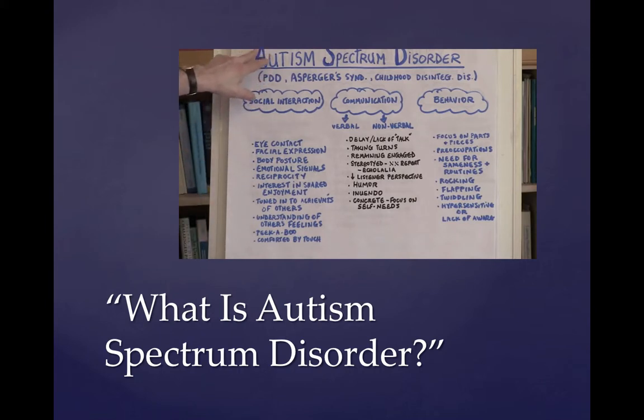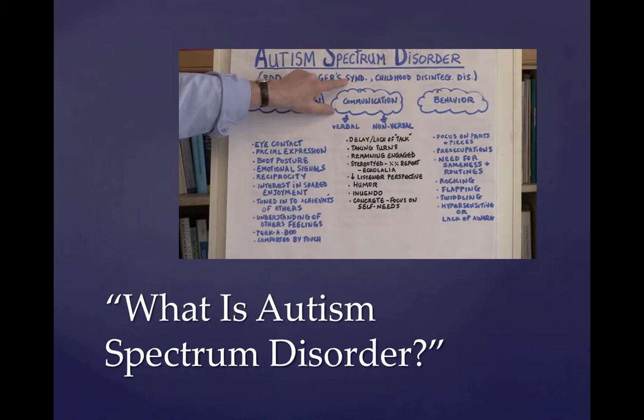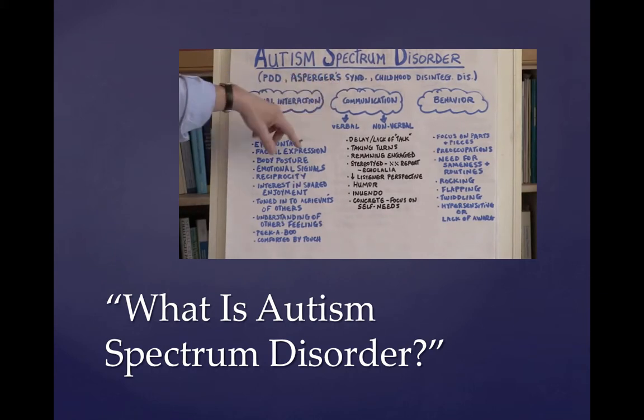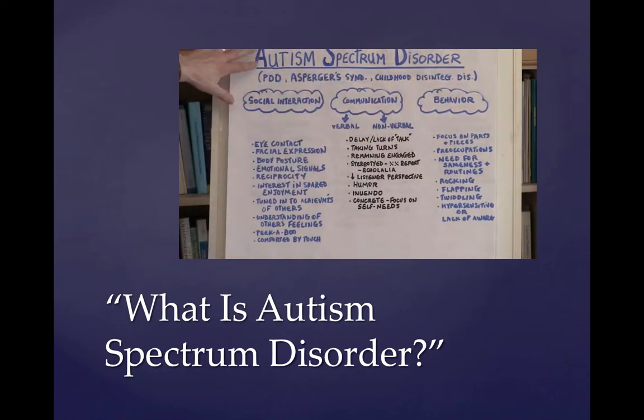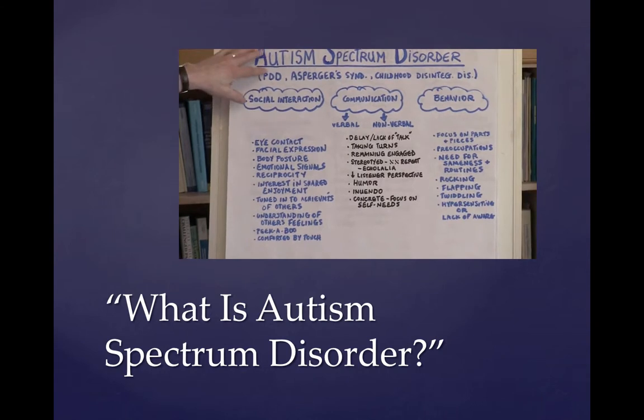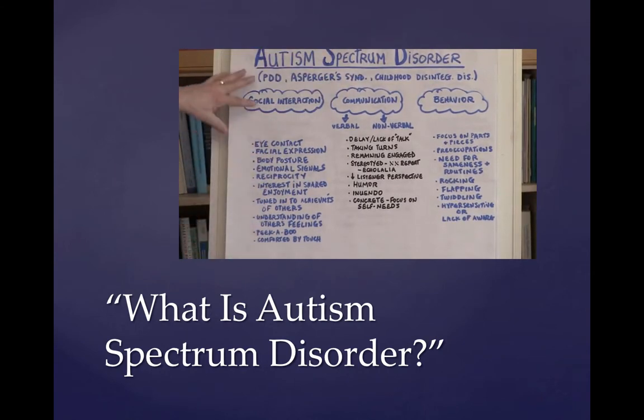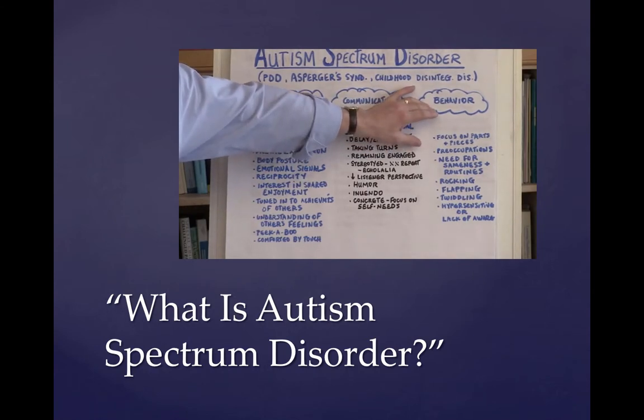When we talk about autism, we often talk about pervasive developmental disorder, PDD, also referred to as PDD-NOS, or not otherwise specified. We talk about Asperger's syndrome, sometimes referred to as high-functioning autism, and we talk about childhood disintegrative disability or disorder. So what are some of the characteristic features, predominant features of autism? Well, individuals who fall within this autism spectrum disorder have difficulties in social interaction, they have difficulties in communication, and they have difficulties in the area of behavior.